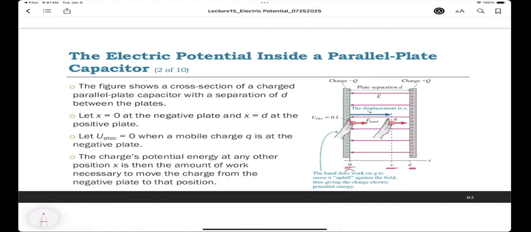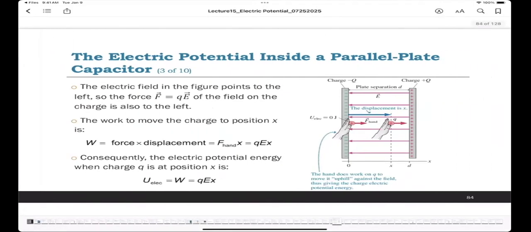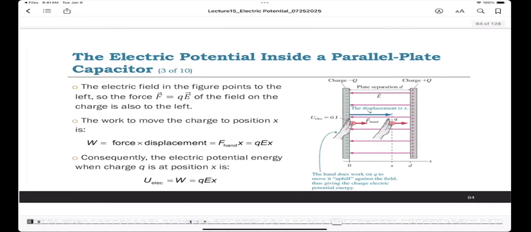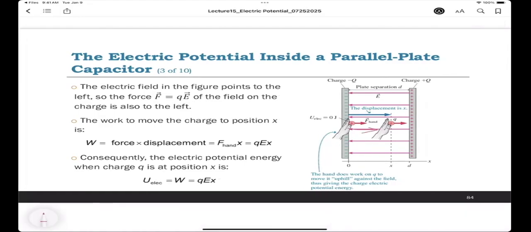Let the electric potential energy equal 0 when a mobile charge Q is at the negative plate. The potential energy at any other position X is then the amount of work necessary to move the charge from the negative plate to that position. Does that make sense to you? Okay. The electric field in the figure points to the left.